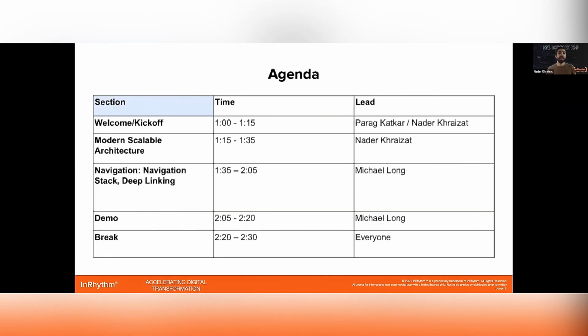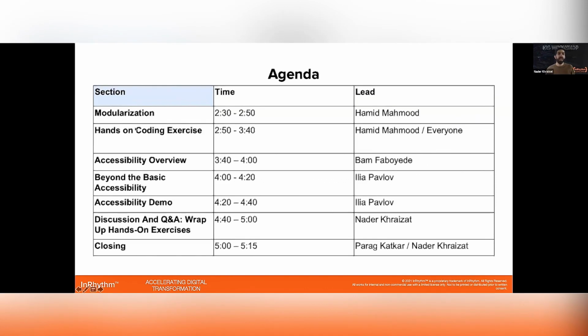So with that being said, the agenda, like I said, right now we are a few minutes behind, but we'll make sure that we'll keep it consistent, and we'll give you the right amount of information that's needed. So we'll talk about the modern scalable architecture. Michael's going to talk about navigation stacks and deep linking. He'll do a quick demo, and then we'll have a quick break. And after that, Hamid's going to talk about modularization. And this is where we want to do more of a hands-on code.